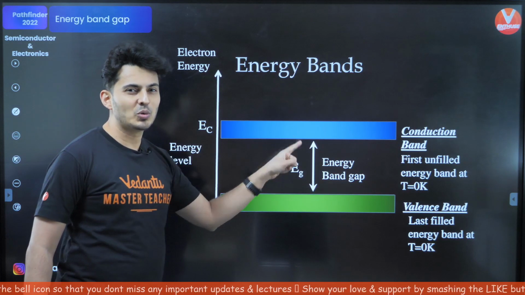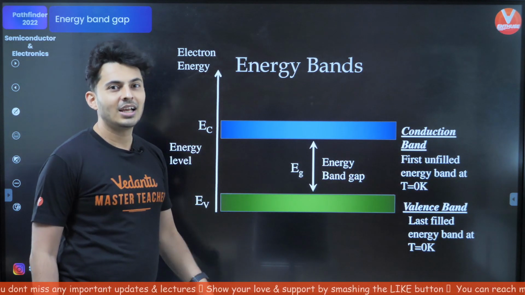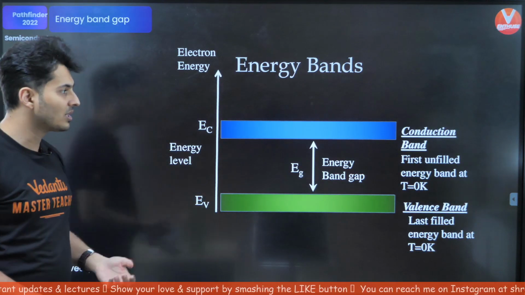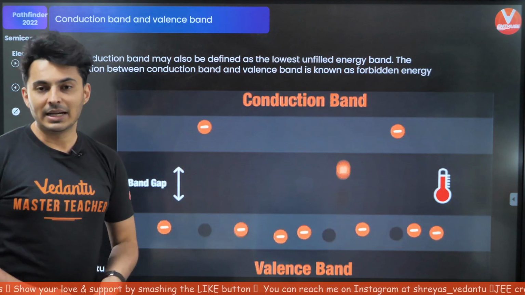If this energy is too large, probably my electron might not be able to make the jump. And that's when electricity conduction may not happen. That's how we are going to distinguish between three kinds of materials as well.